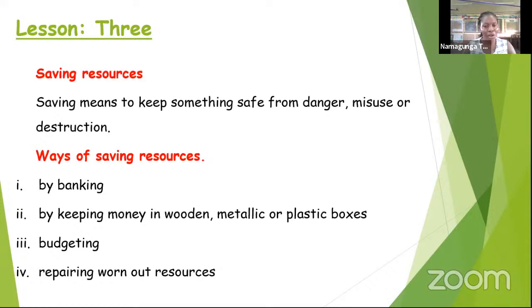Like, how can we save money? By banking it, by keeping money in wooden, metallic, or plastic boxes. I know most of you at home, you have piggy banks. Whenever mommy gives you money, you run, you throw it there. Whenever daddy gives you money, you run, you throw it there. There you are saving the resource of money. We have budgeting. We have repairing worn out resources. If your shoe gets torn, you don't just throw it in the dustbin. You say, mommy, take my shoe to the person to mend it. They go and repair it.